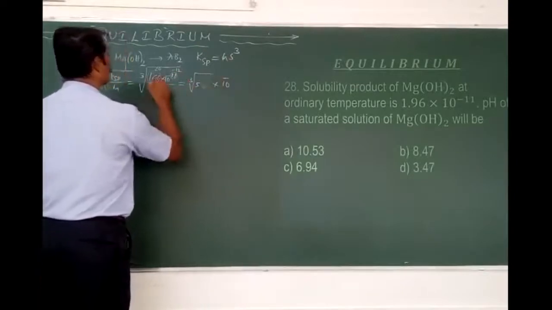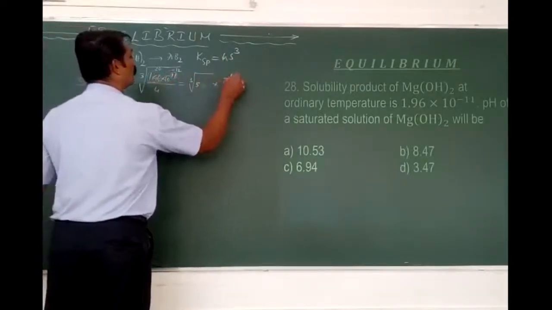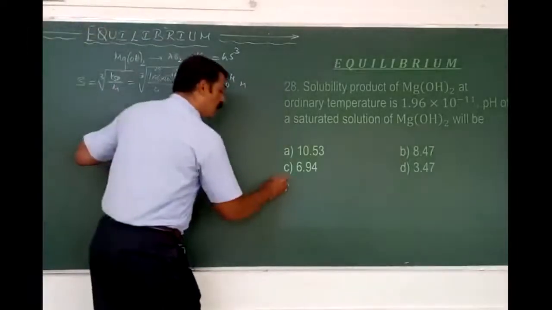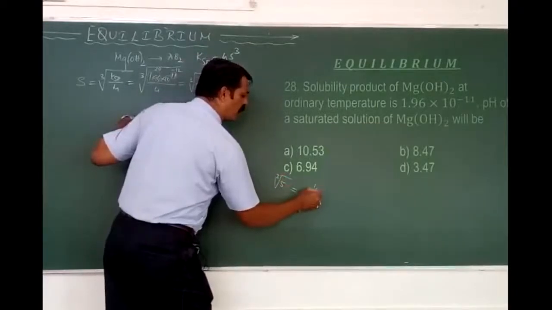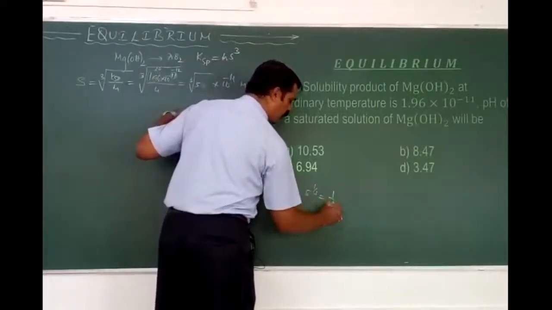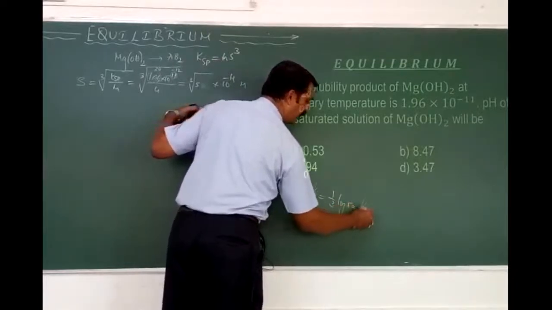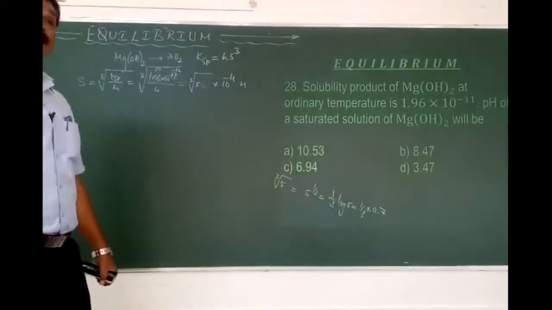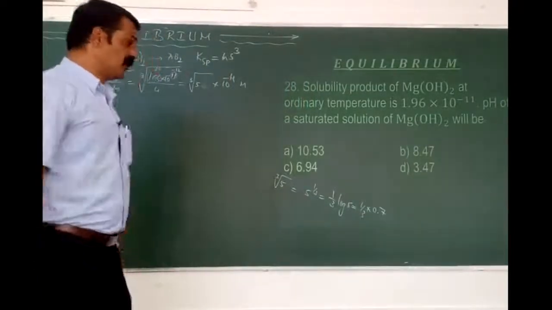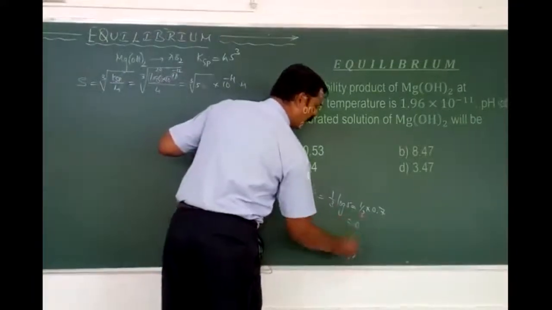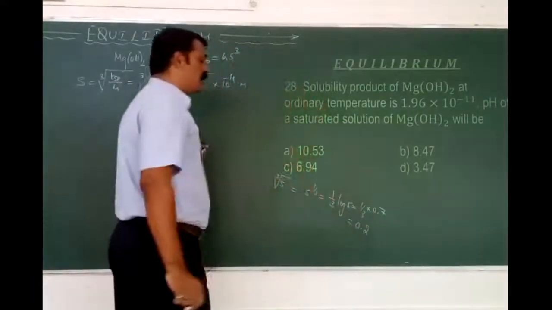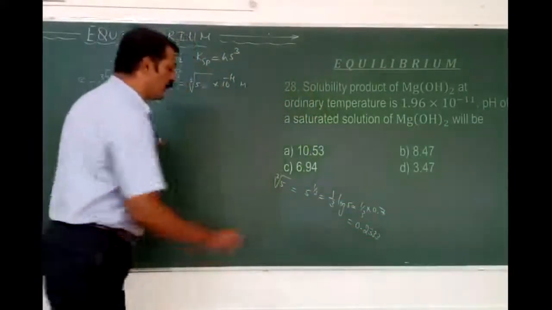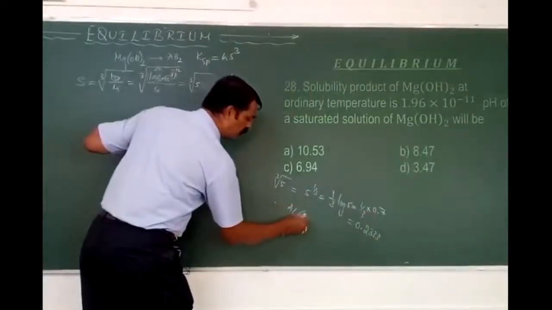The cube root of 10 to the power of minus 12 is 10 to the power of minus 4 molar. Now what is the cube root of 5 here? That's very important. Cube root of 5 is nothing but 5 to the power of 1 by 3. Taking the log on both sides, 1 by 3 into log 5. Log 4 is 0.60, log 5 is 0.7, so 1 by 3 of 0.7 is 0.2333. Therefore, what is the antilog of that?